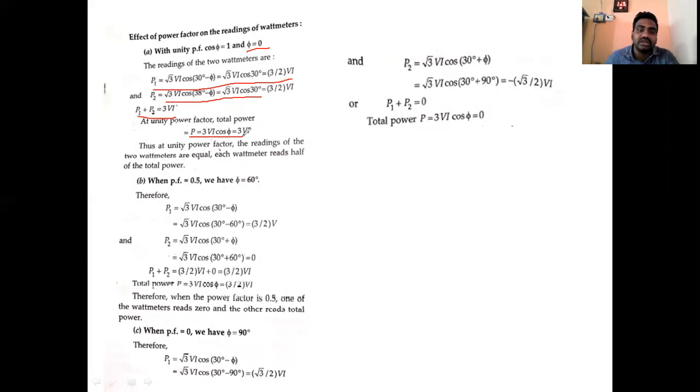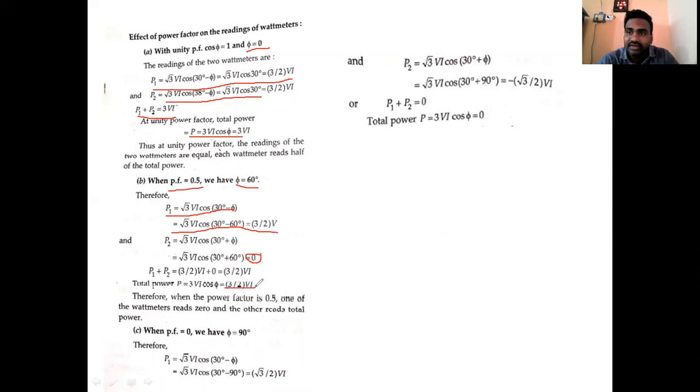So let us take an additional condition, when the angle is 60 degrees and the power factor is 0.5. If we substitute the value of phi equal to 60 degrees, what is the value of P1? P1 is equal to again 3 by 2 Vi. And if we substitute 60 degrees in P2, the value of P2 is equal to 0. What is the total power consumed? The total power consumed is equal to 3 by 2 Vi.